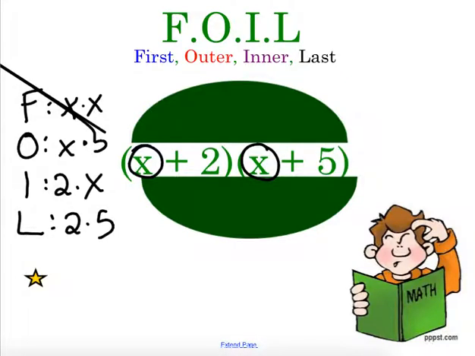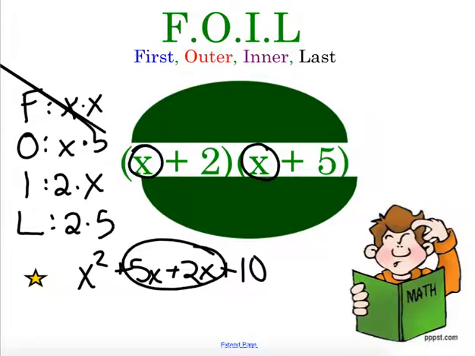Now with all of these, we need to add them together once we've simplified. So we're going to add together x squared plus 5x plus 2x plus 10. And the 2 that are similar are these 2 right here. They're both x's. So we get x squared plus 7x plus 10.